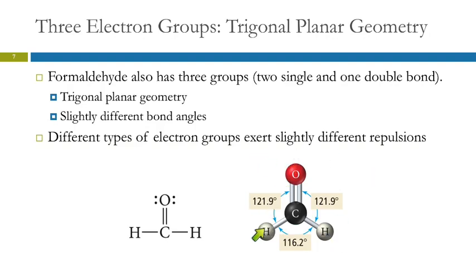But now these are not all the same, right? Here's an oxygen with a double bond. The oxygen is larger, the double bond is larger, and here we have little hydrogen with his single bond, and these are smaller. So it's going to make a triangle, but it's not going to be perfectly equal. So the oxygen is going to take up a little more space. The angle here is going to be a little more than 120. The angle between the hydrogens is going to be a little less. So it's just not quite perfect, but it is still trigonal planar. Okay? Different types of electron groups exert slightly different repulsions.